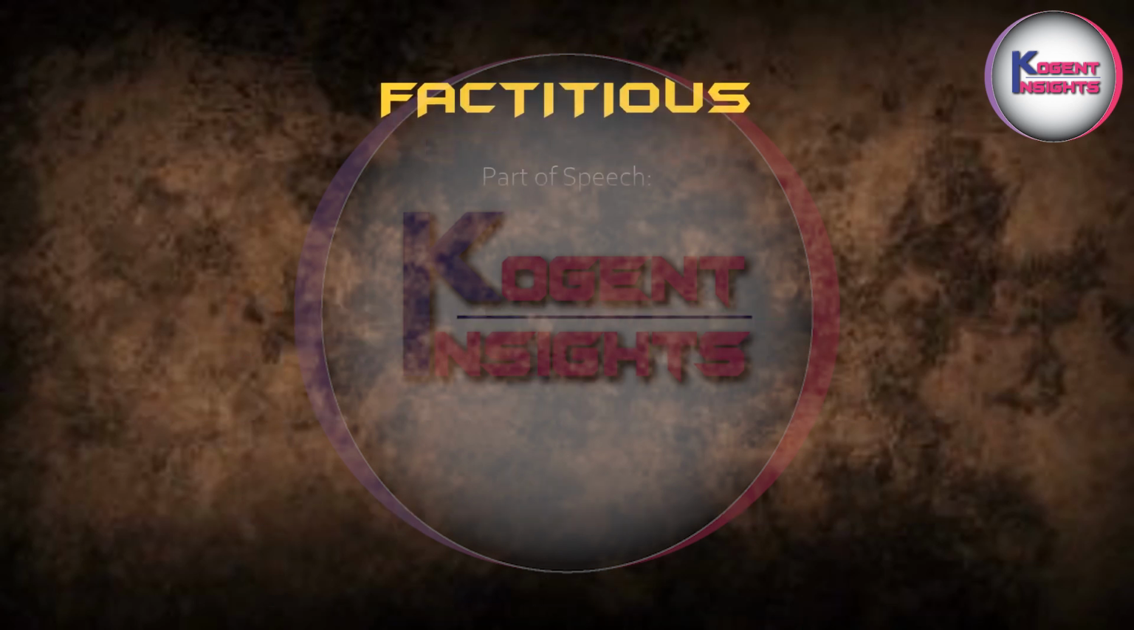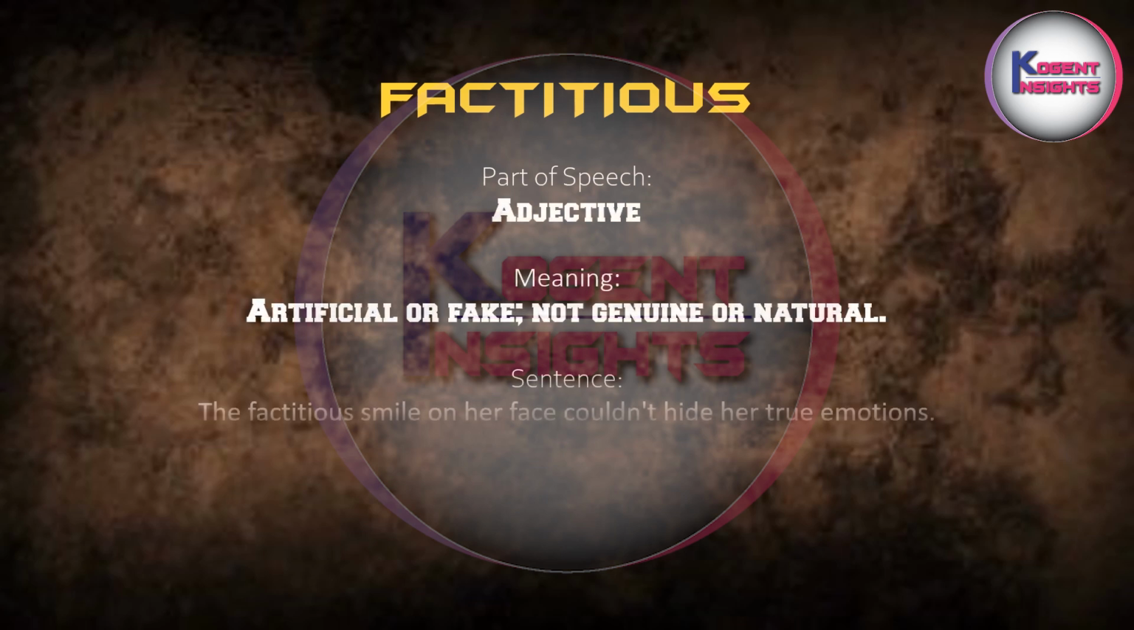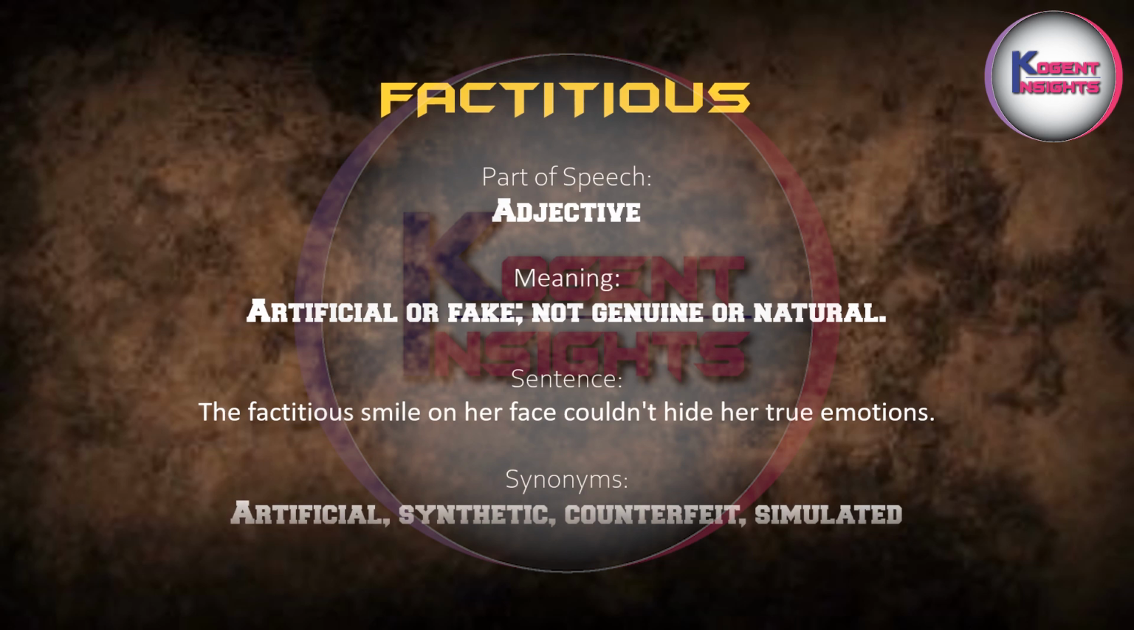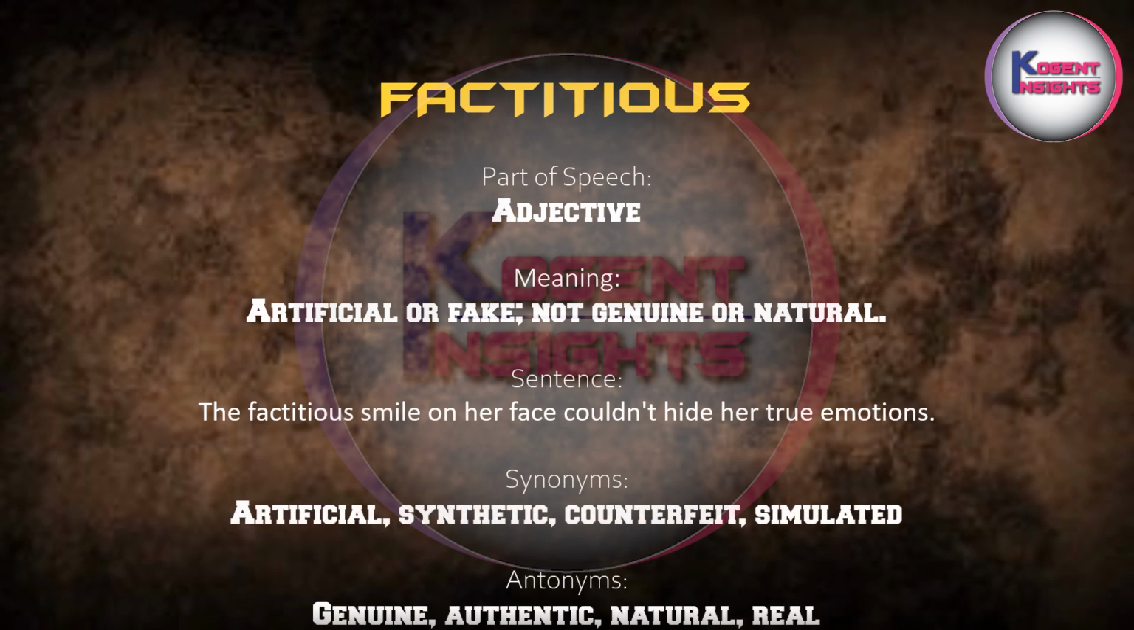Factitious. Part of speech, adjective. Meaning, artificial or fake, not genuine or natural. Sentence, the factitious smile on her face couldn't hide her true emotions. Synonyms, artificial, synthetic, counterfeit, simulated. Antonyms, genuine, authentic, natural, real.